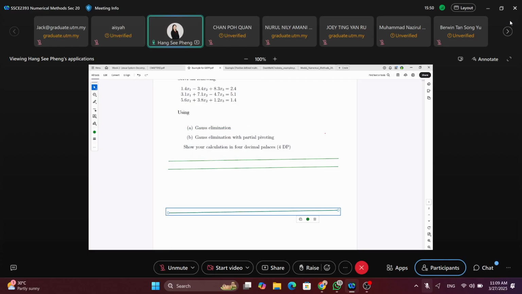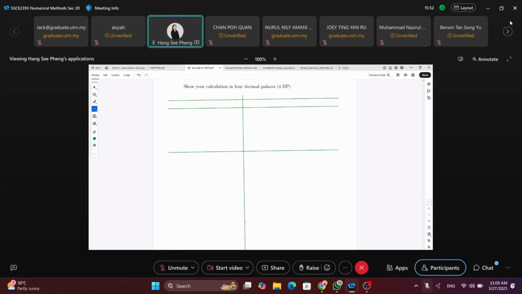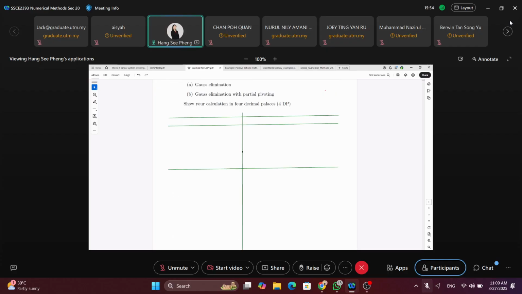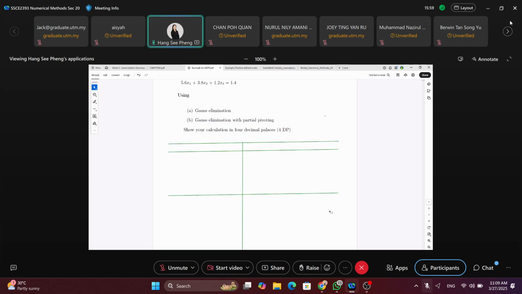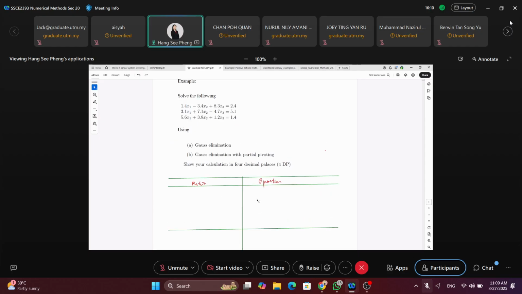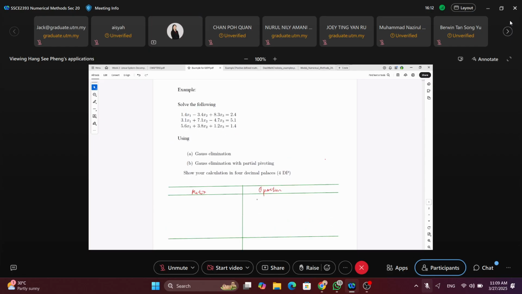Split it into two columns. Then we have the matrix and we have the operations. Put it into the augmented matrix form. This is a 3 by 3 matrix. We use the vertical line to split the B and also the matrix A.